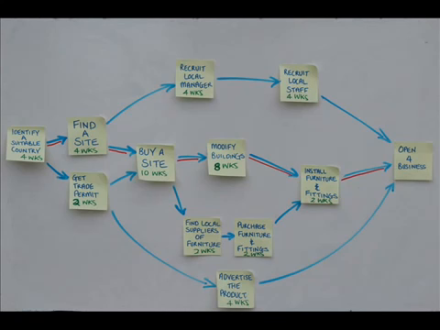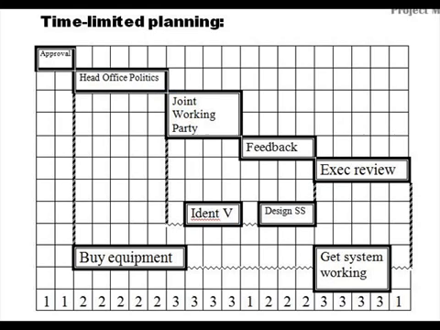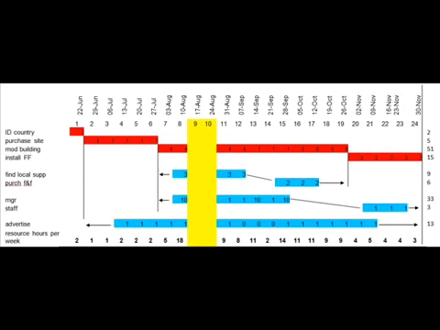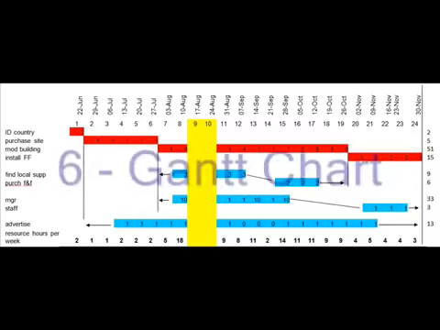You can now move on to step 6, which is to make it into a Gantt chart. The Gantt chart is the output that you really want, but it's very important to go through the network diagram stage first, because otherwise the Gantt chart is very difficult to draw.